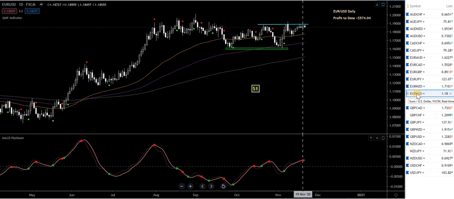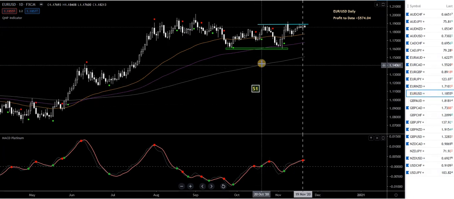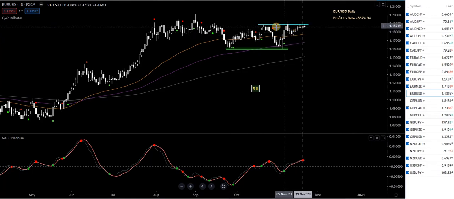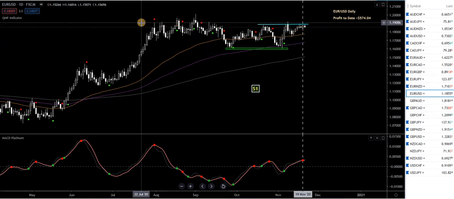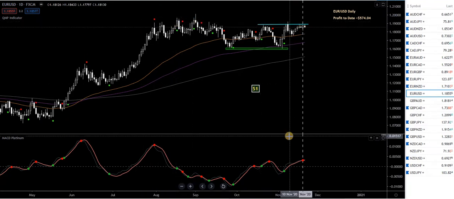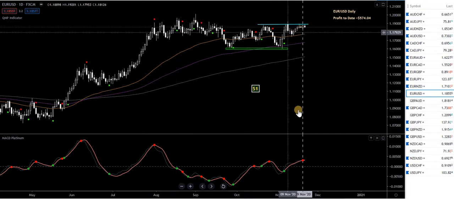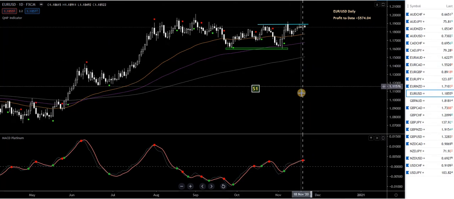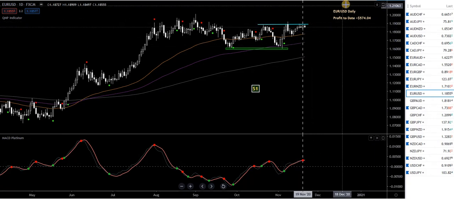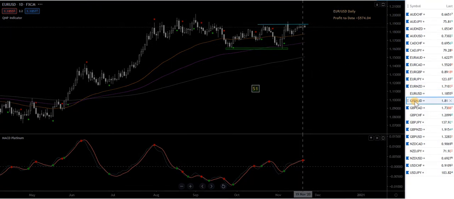Euro USD, not in any trades at the moment. I was in a buy but got stopped out, and now it's gone up a little bit, but struggling to break this previous high, which I've even extended to the left here. It's having problems. It's going a bit sideways this week. Not really exciting at all. Grey line there because there is a red dot on the MACD platinum above the zero level. So it's just a warning. Made a few dollars on this pair, but nothing happening at the moment.